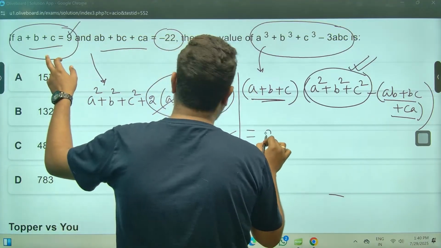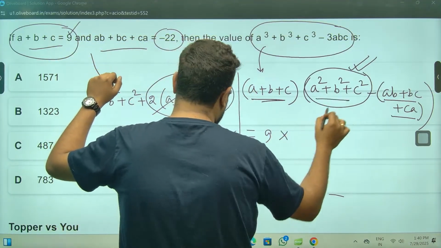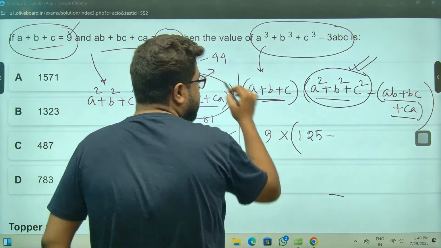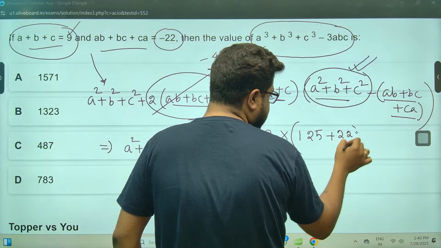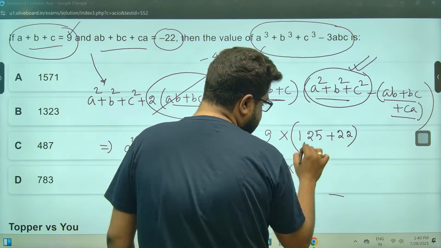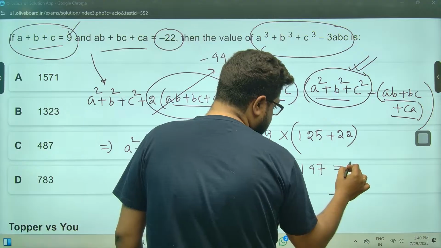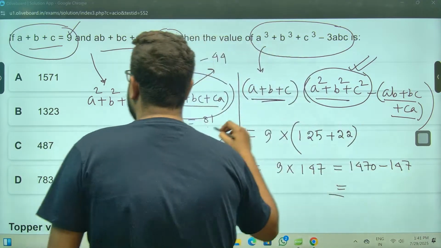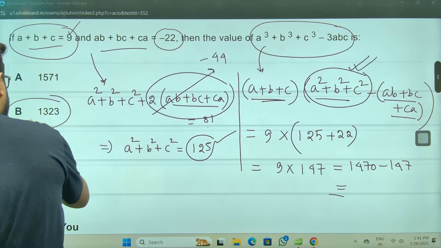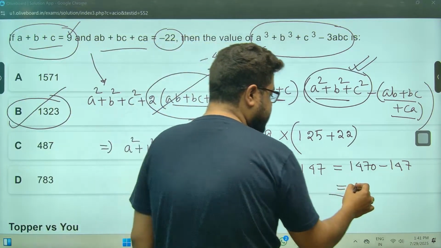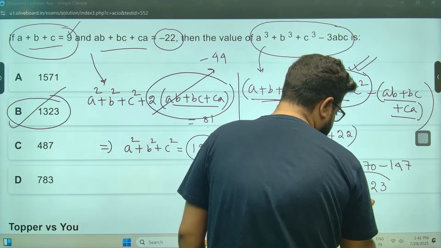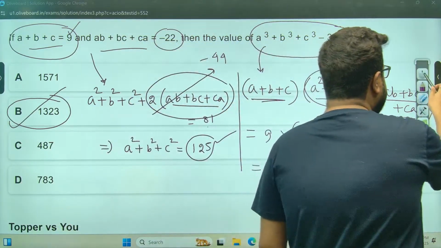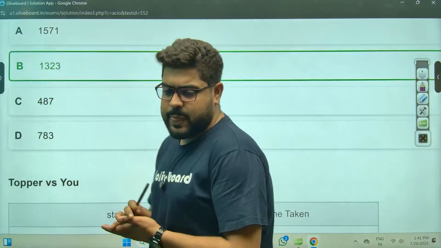Put down the values. So this will be 9, a plus b plus c, into 125 minus minus 22, so it becomes plus 22. So 9 times 147. So 1470 minus 147, you calculate, you get the answer 1323. That's the only possible answer. Option number 2 is the correct answer, sir.